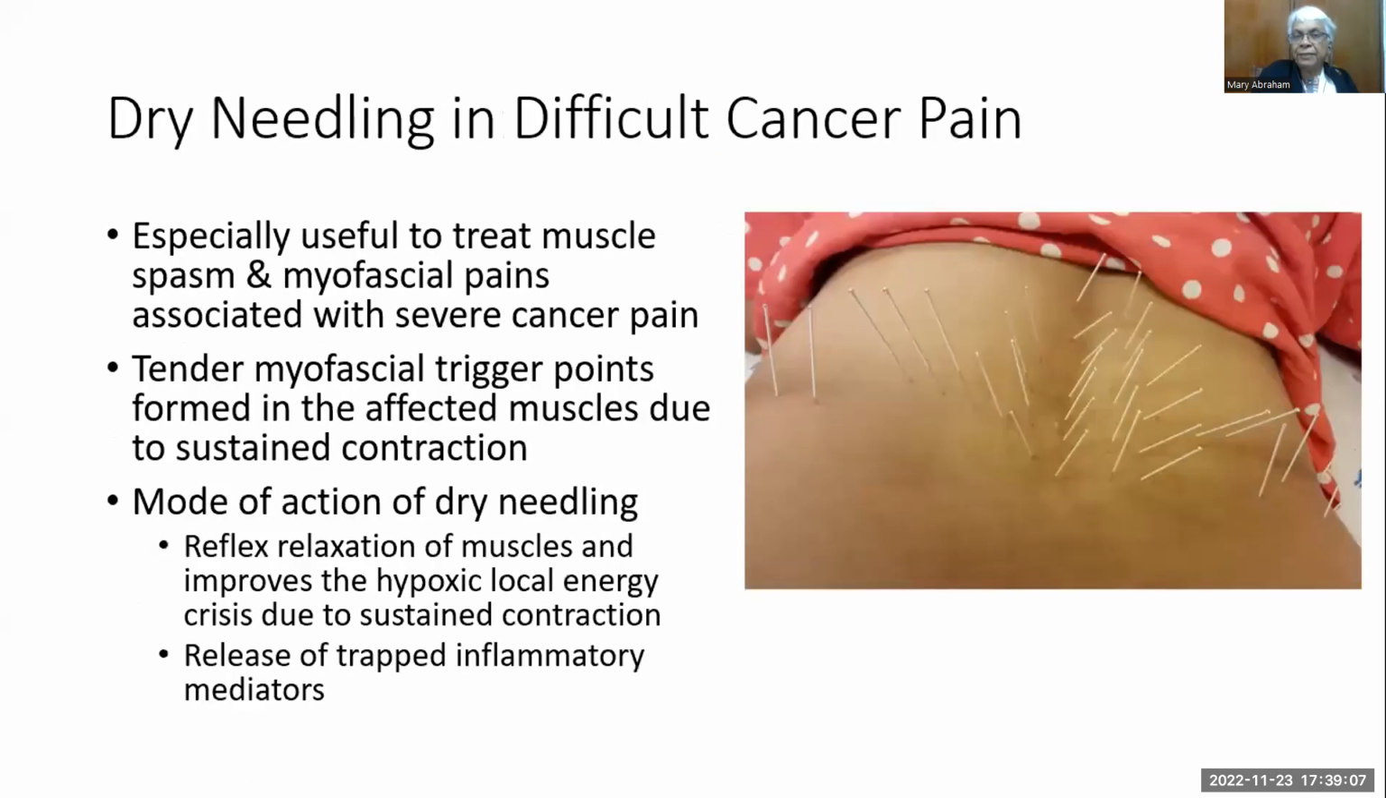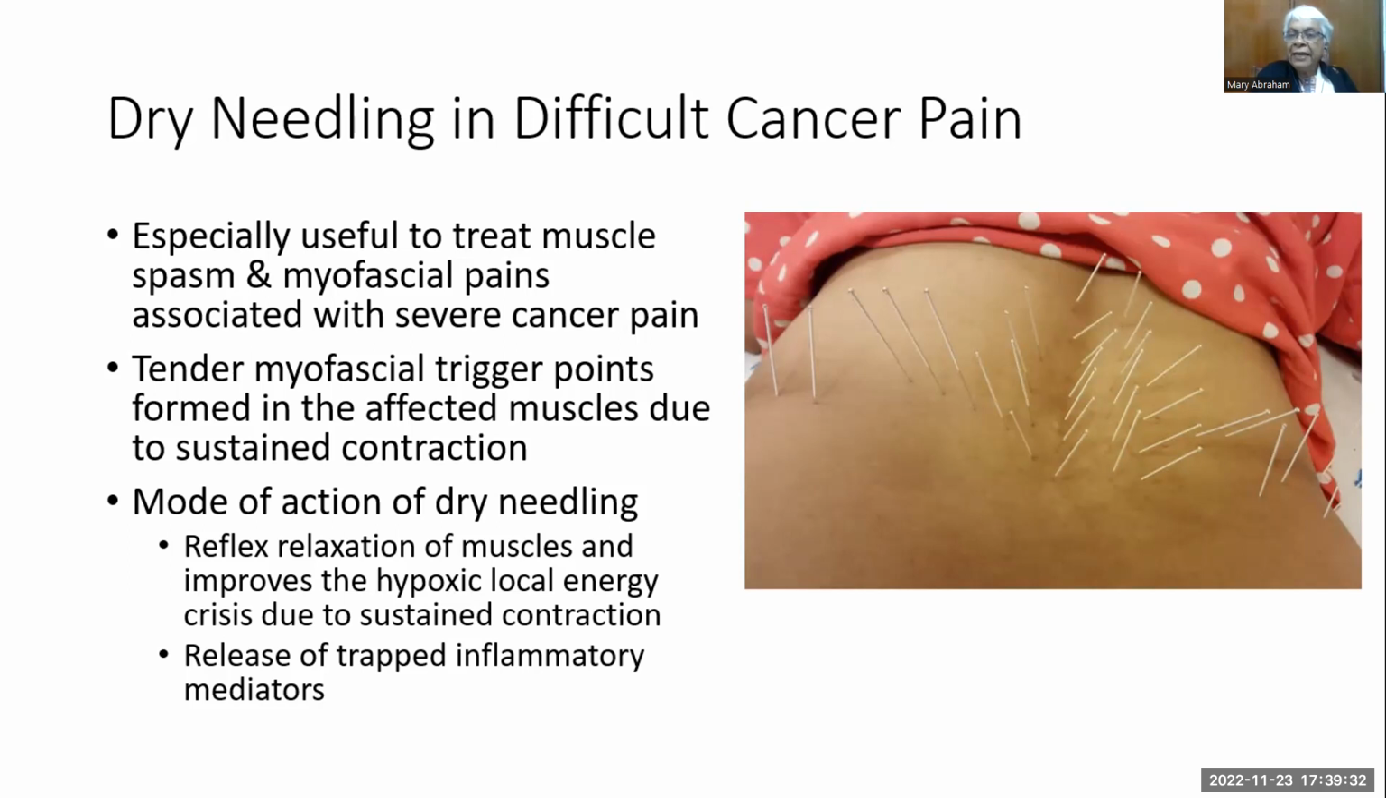The other non-pharmacological options that are available are dry needling, acupuncture, biofeedback, psychological therapy, physical modality, spiritual therapy, and alternate therapies. Dry needling is used in the treatment of pain, particularly when there is a severe muscle spasm and myofascial pain. That is not uncommon because when there is severe pain, invariably the muscles go into spasm and shorten. So there could be tender myofascial trigger points in the affected muscles because of the sustained contraction.